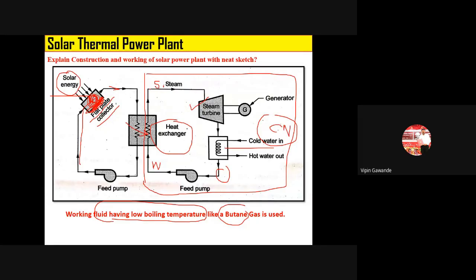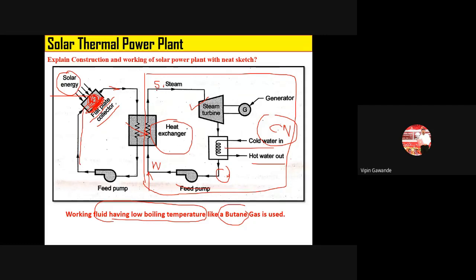Superheated steam goes to the steam turbine. Steam turbine is connected with the generator. Then it enters into the condenser. Then hot water goes to the cooling tower. Then condensate is collected in the hot well. Then the condensate, that hot water, using the pump, is again supplied to the heat exchanger. Here there is also an extra supply of water from the river, but that is not shown. So here also the same things are there.